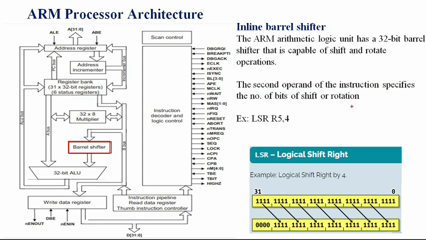Okay, so here I'm considering one example, LSR. LSR stands for logical shift right. So logically shift right R5 by 4 positions. I'm considering some data here. This is my given data in one of the registers, that is my R5 register. I'm shifting it right by 4 positions, so 4 bits.